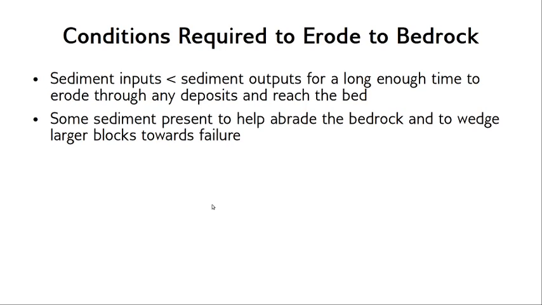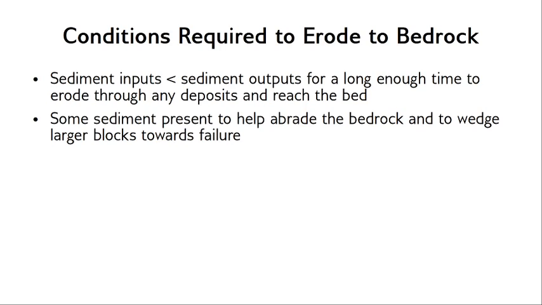So we've talked a little bit about these rivers now, and so what are the conditions required to erode to bedrock and to erode through bedrock? Well, first, we need to make sure that sediment inputs are less than the sediment outputs. If the sediment inputs are greater than or equal to the sediment outputs, then that will lead to a situation in which the bed is covered and the river cannot reach the bed.